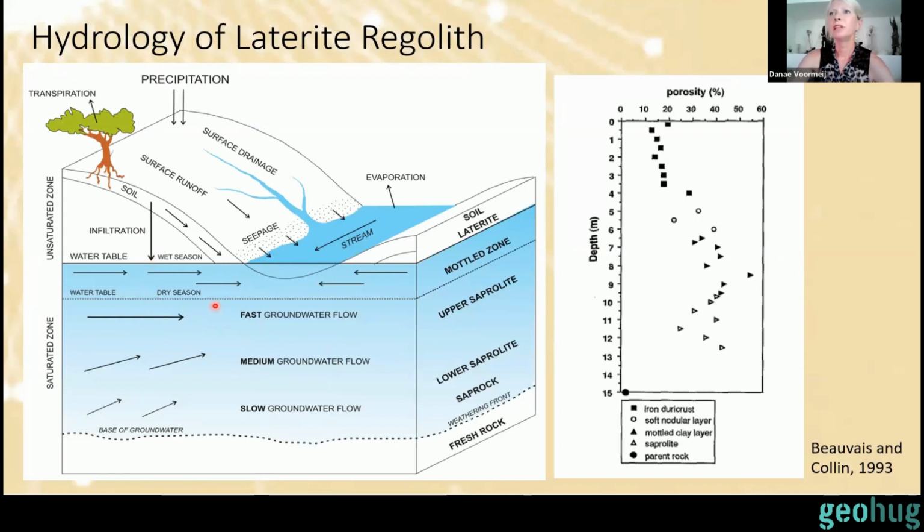And that makes it really porous because that drawdown leaches more strongly and you get a faster flow. This image shows the mottled clay layer is highly porous, more than the rest of the regolith profile. So the mottled zone marks the water table. You get your rainwater coming in, infiltrating the soil through the laterite into the water table.